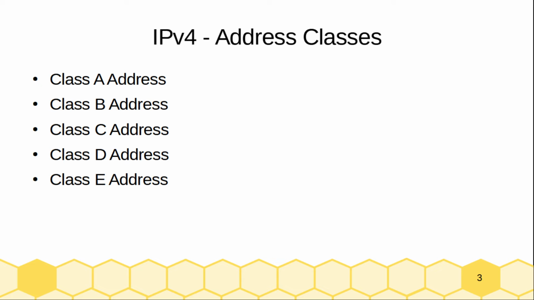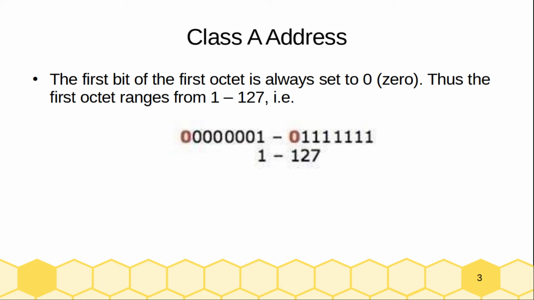There are 5 classes of IP address: class A, class B, class C, class D, and class E. Now we will talk in more detail about each class. Let's first talk about the class A address. The first bit of the first octet is always set to 0. Thus the first octet ranges from 1 to 127.